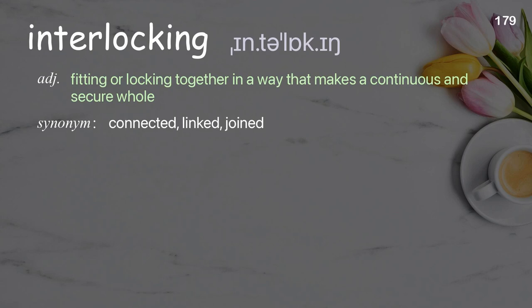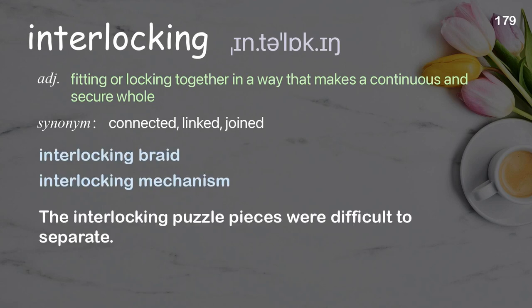Interlocking. Fitting or locking together in a way that makes a continuous and secure whole. Examples: Interlocking braid. Interlocking mechanism. The interlocking puzzle pieces were difficult to separate.